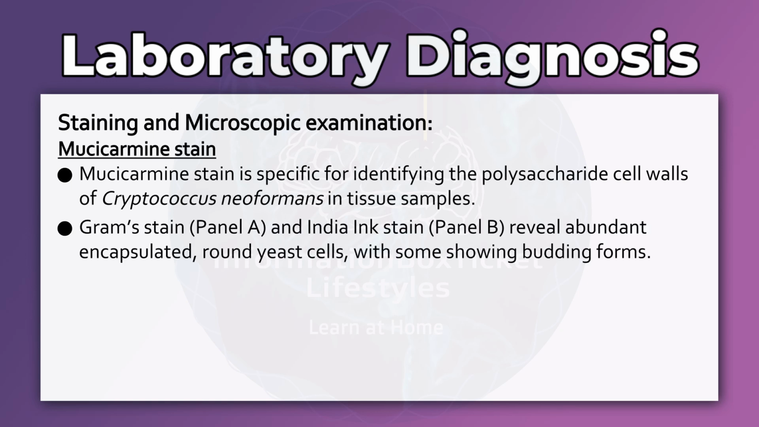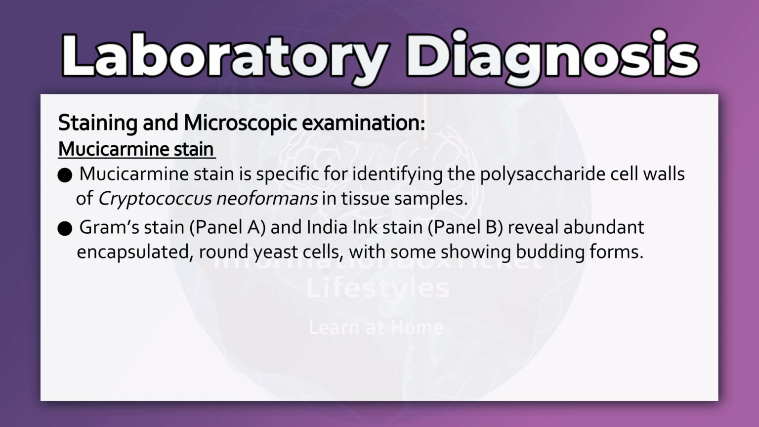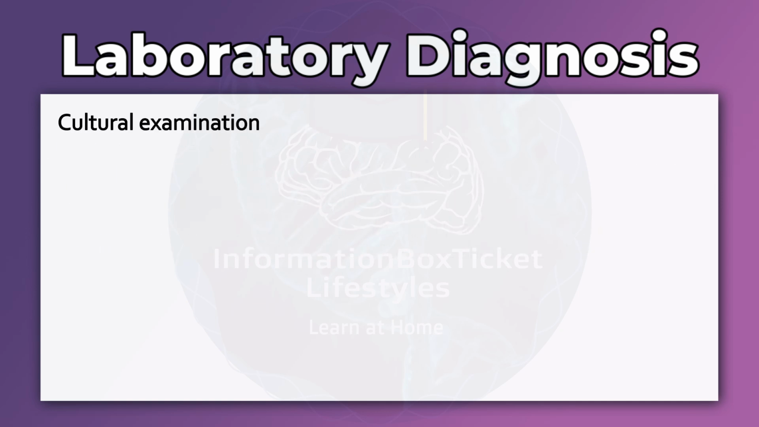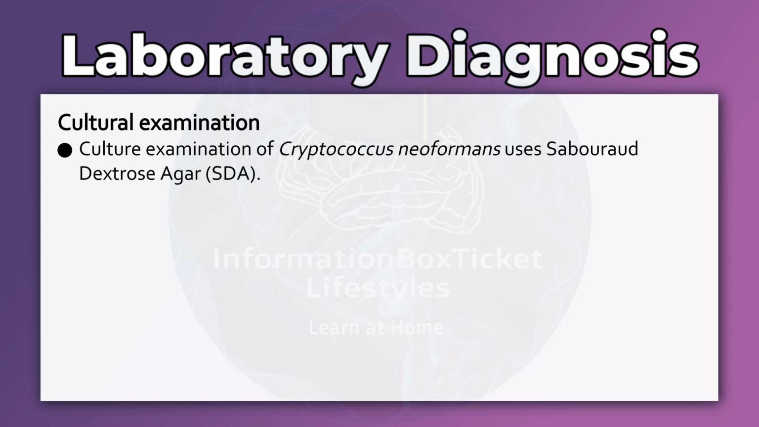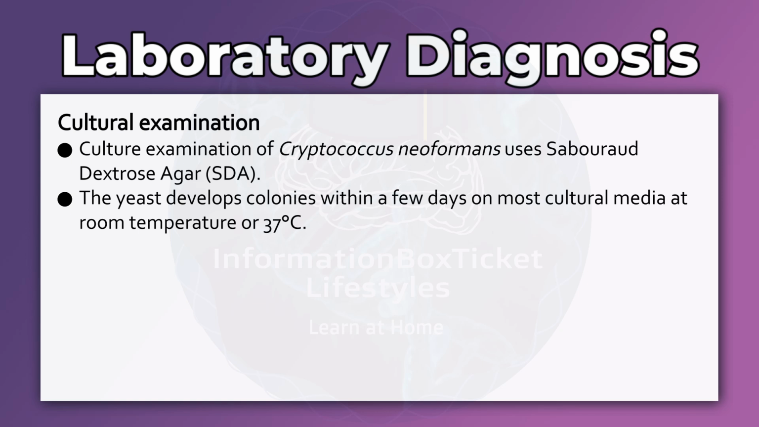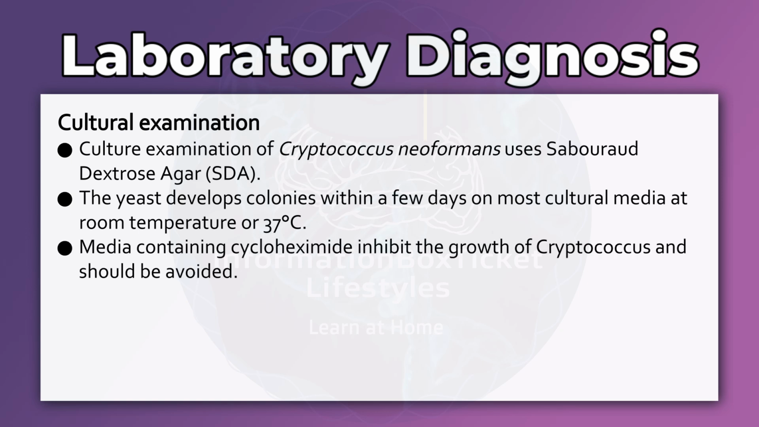Graham's stain, panel A, and India ink stain, panel B, reveal abundant encapsulated round yeast cells, with some showing budding forms. Cultural examination. Culture examination of Cryptococcus neoformans uses Sabouraud dextrose agar. The yeast develops colonies within a few days on most cultural media at room temperature or 37 degrees Celsius. Media containing cycloheximide inhibit the growth of Cryptococcus and should be avoided.